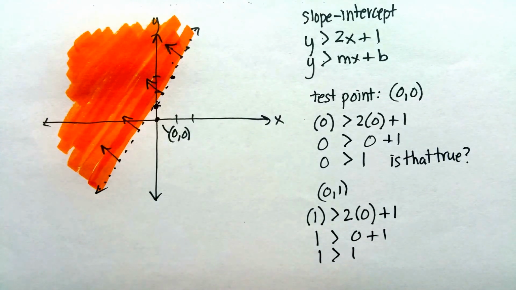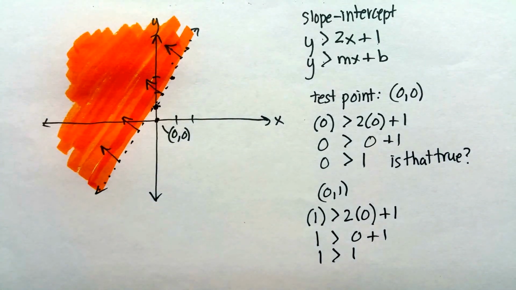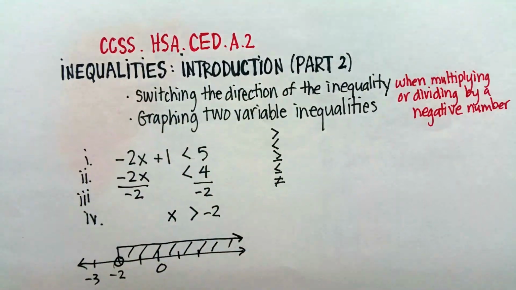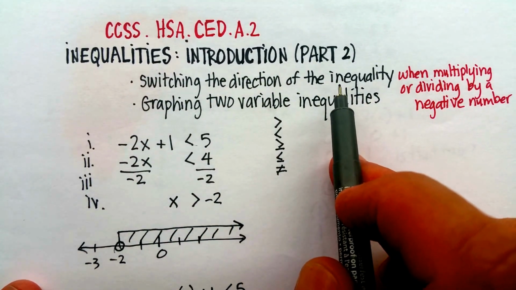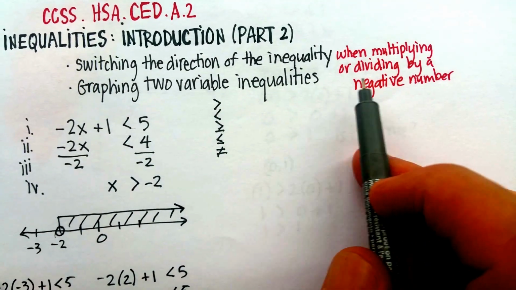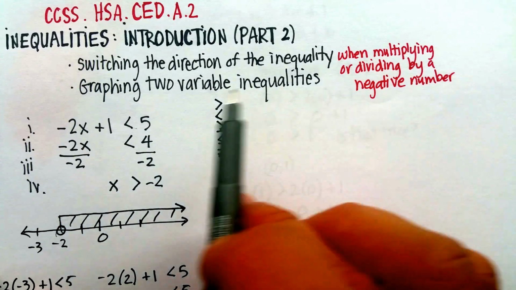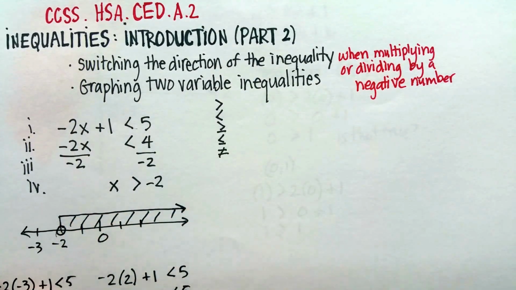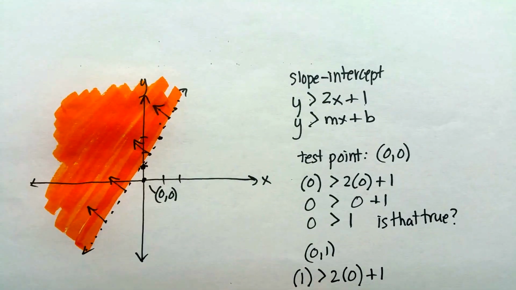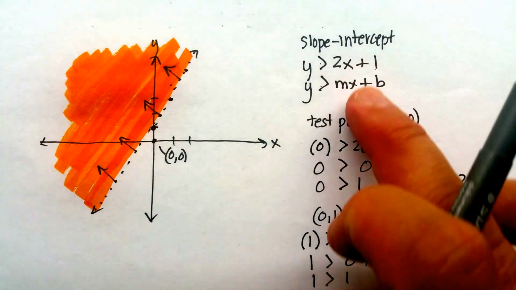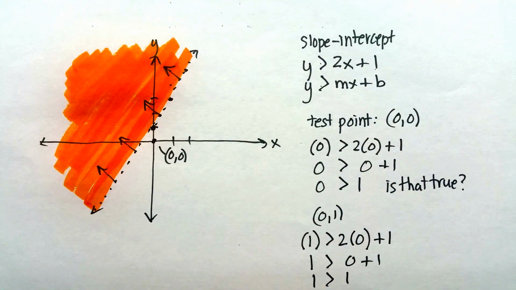Quite a long video, but it covers two main points. And that again is, when do I switch the direction of the inequality? Again, when you're multiplying or dividing by a negative number. And then how do I graph two-variable inequalities? And I went through the steps for you right over here. Okay, hope that was helpful.